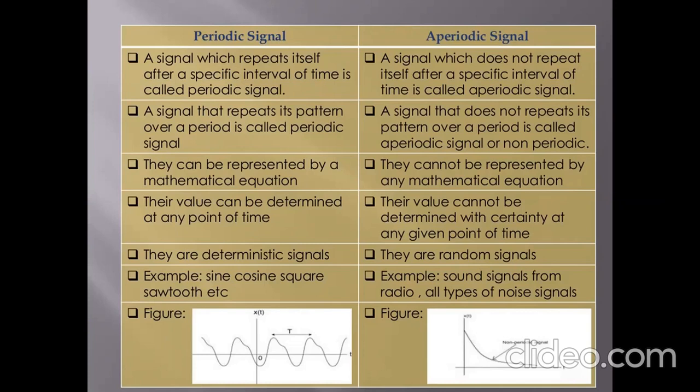Now, a periodic signal is a deterministic signal. An aperiodic signal is a random signal. Examples of periodic signals are sine, cosine, square and sawtooth waveforms. Examples of aperiodic signals are the sound signal from a radio or all types of noise signals. By figure, it is also represented in comparison.